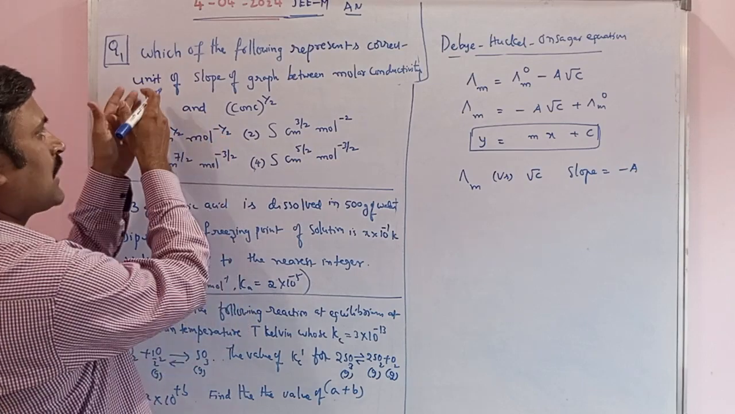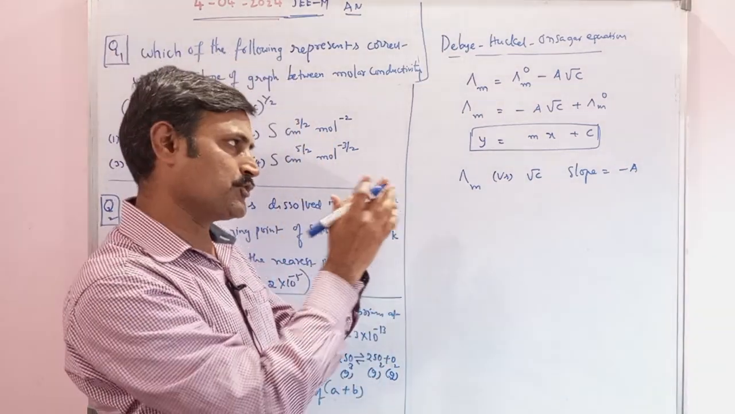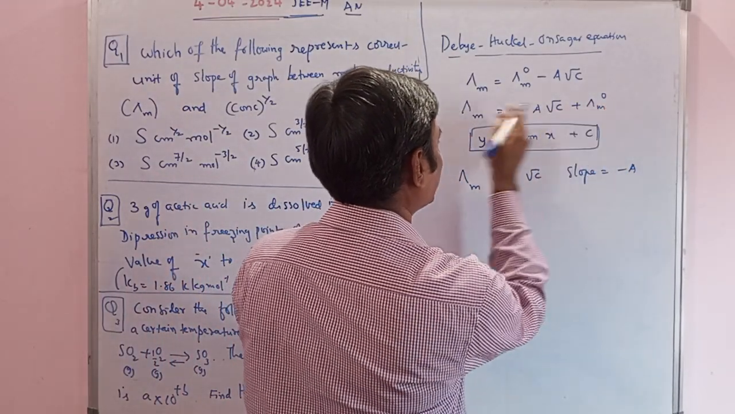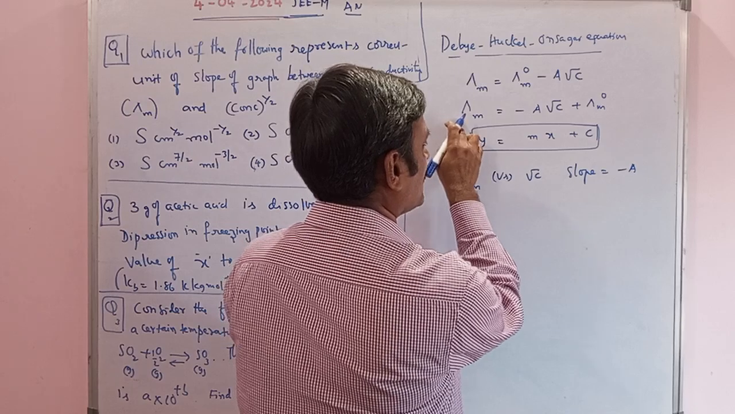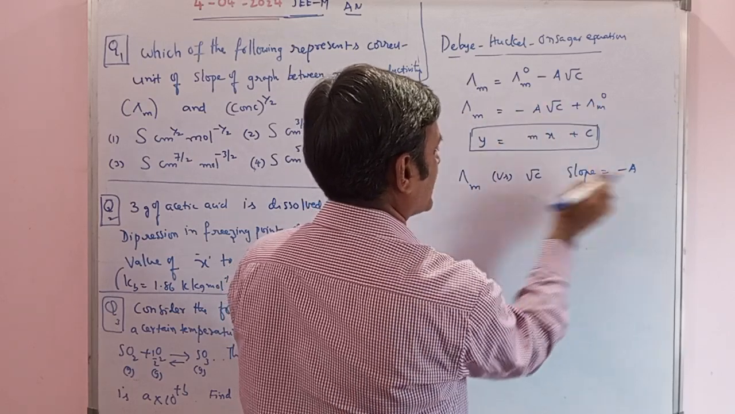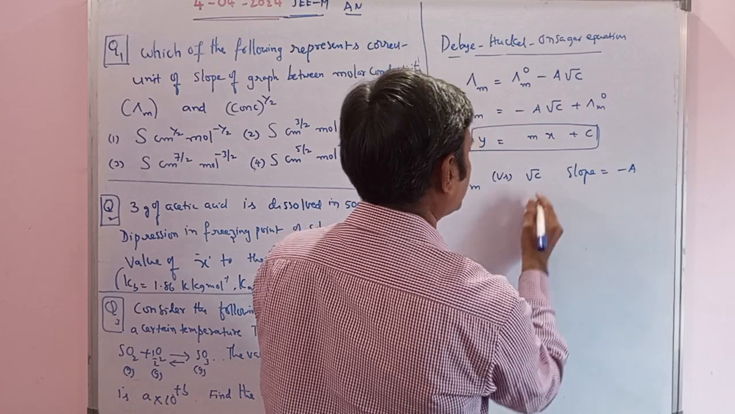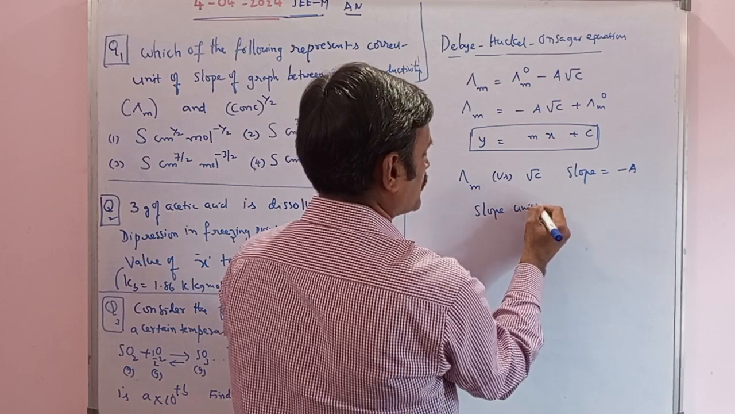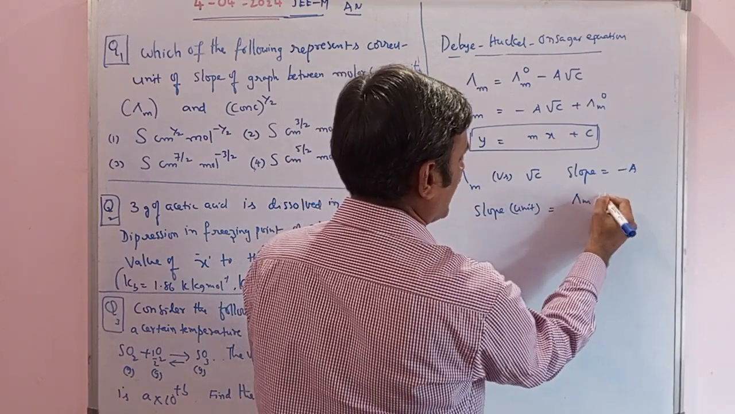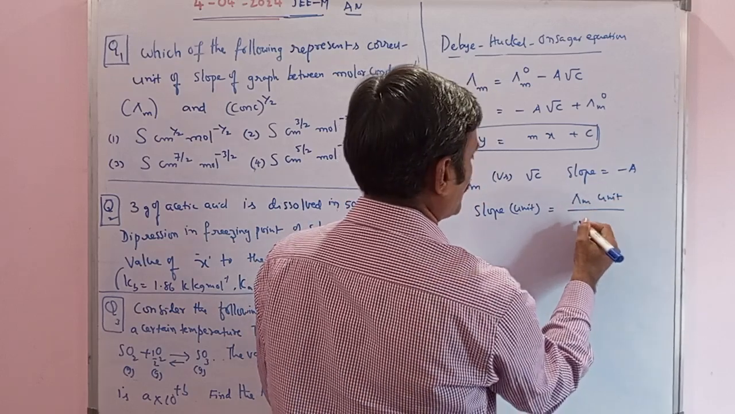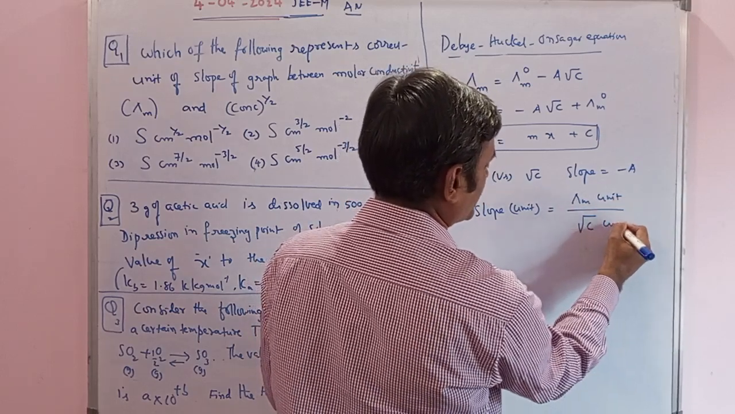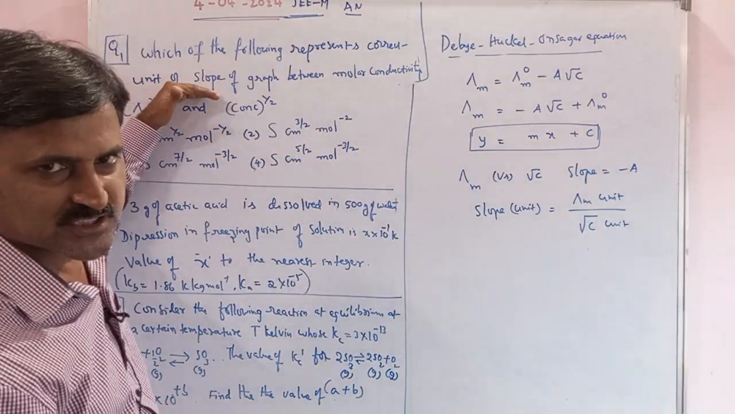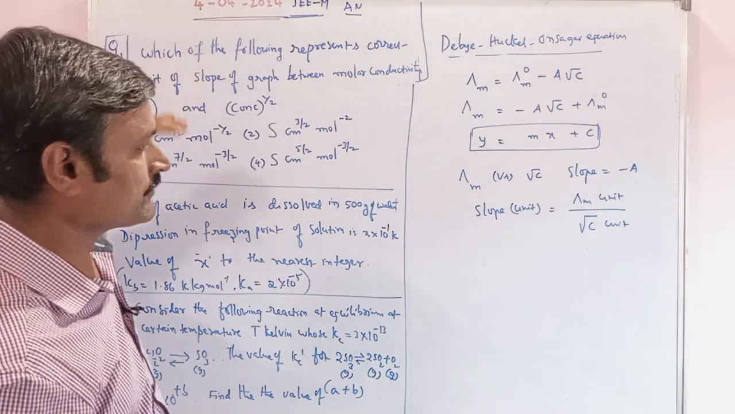That means what is the unit of the slope? If lambda m naught is constant, the general unit of slope will be lambda m by root c. So to know the slope units, you should write the unit of lambda m by the unit of root c. Then only you will get the units of the slope which is asked in this question. They are demanding us to find the unit of the slope.